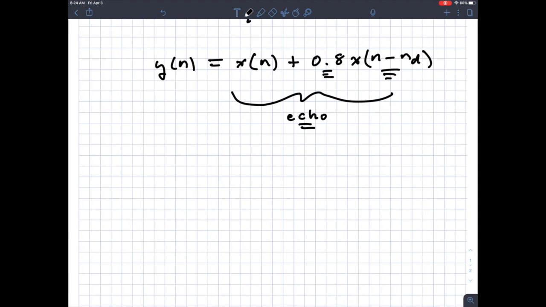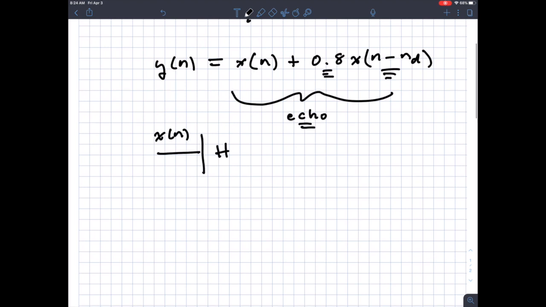Here's this echo signal. One way you could think of this is that you have x of n, and you have a filter, capital H. I know not everybody's had DSP, but this would be in the discrete domain, so this would be h of z, and out comes y of n.